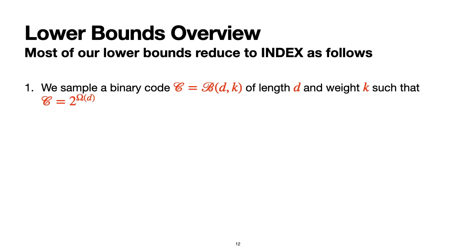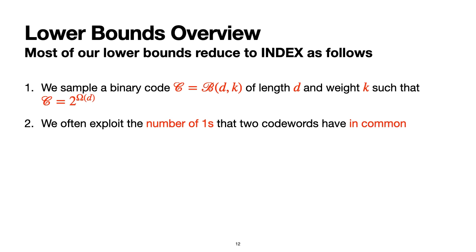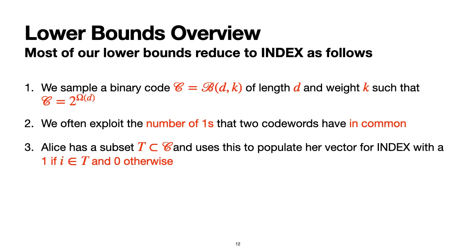Typically, the proofs have the following outline. We sample a code C of length d and weight k. This code will be exponentially large. We will often exploit properties of the code, such as two words from C sharing a 1 in at most a certain number of locations. That's a parameter for us to choose. Alice will hold a subset T of C, and her vector has a 1 in this location if she holds the word for a given location, otherwise it's 0.